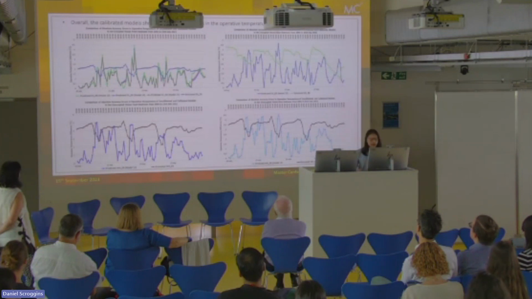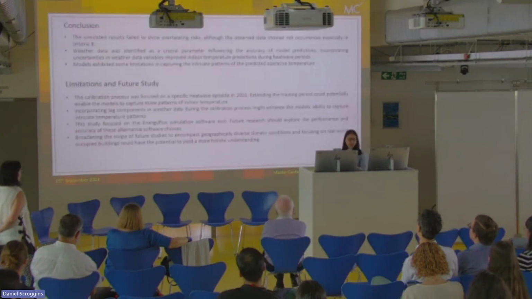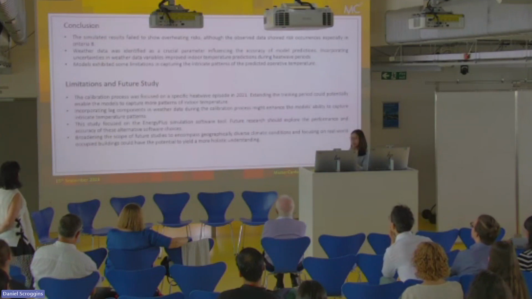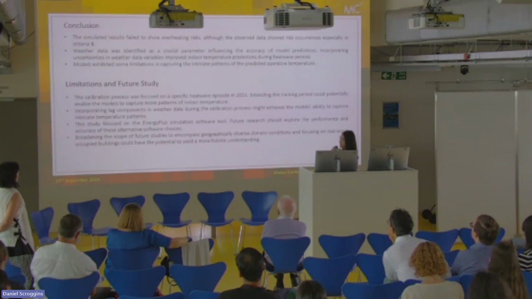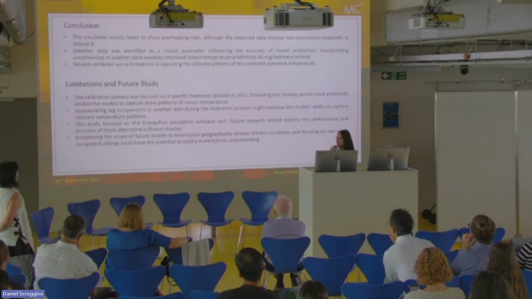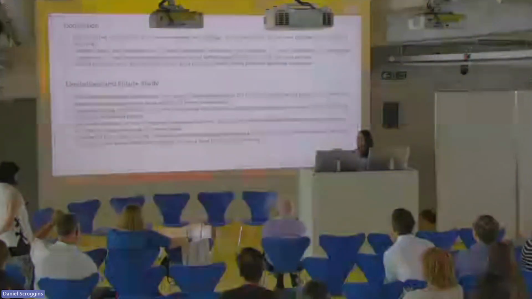To conclude, the simulated results fail to show overheating risk, and weather data is a crucial parameter influencing the accuracy. And as a novelty of this study, including uncertainties in weather variables could reduce errors. And that's all for my presentation. Thank you.